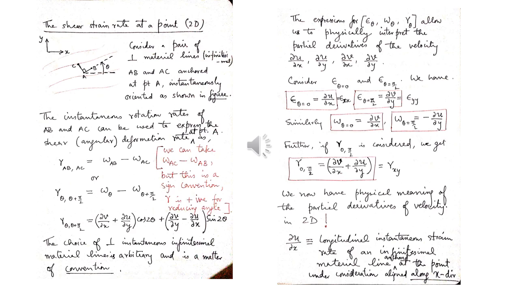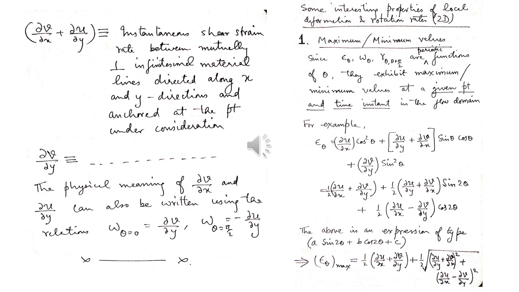So now we move on in the same manner onto the other derivatives. In the same way we can write the physical meaning of the combination del v del x plus del u del y, as it is the instantaneous shear strain rate between mutually perpendicular infinitesimal material lines directed along x and y directions and anchored at the point under consideration.